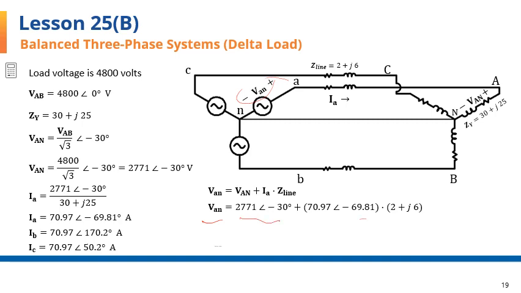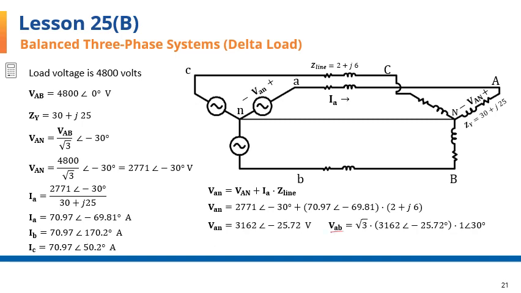this voltage plus this current here times this impedance. And that comes to 3,162 volts with negative 25.72 degrees phase angle. Generator line to line voltage is found by multiplying this by square root of 3 and adding 30 degrees to its phase angle. And that's done here.